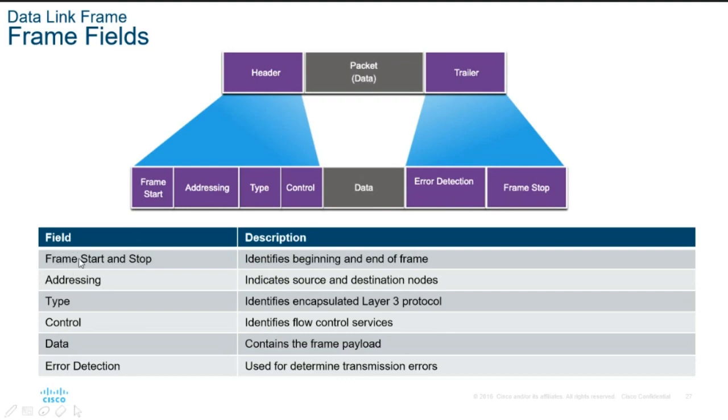Ito yung mga fields: we have the frame start and stop, which identifies the beginning and end of the frame. We have the addressing, which indicates source and destination nodes. The type identifies the encapsulated layer 3 protocol. Control identifies flow control services. And then the data, which contains the frame payload. And also the error detection, which is used to determine transmission errors. Ito yung mga frame fields.